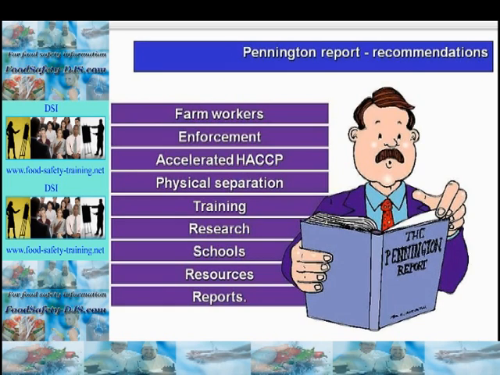Because of the outbreak of E. coli 0157 in Wishaw in Scotland in 1996, with the subsequent deaths of 21 elderly people, Professor Hugh Pennington of Aberdeen University was asked by the government to put a report together with some recommendations to ensure that such an outbreak didn't happen again. And Hugh Pennington's recommendations were as follows.